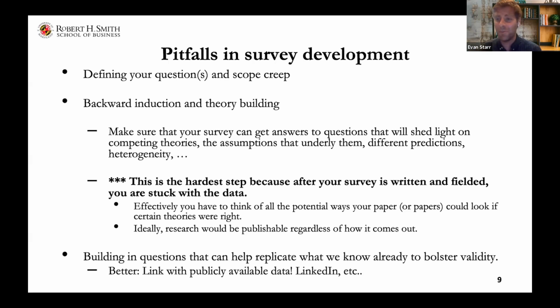And if you can link with publicly available data, as Karen said, like ask people for their LinkedIn profile, for example, and then you can follow them later. You can do other stuff, so link to publicly available data as well.